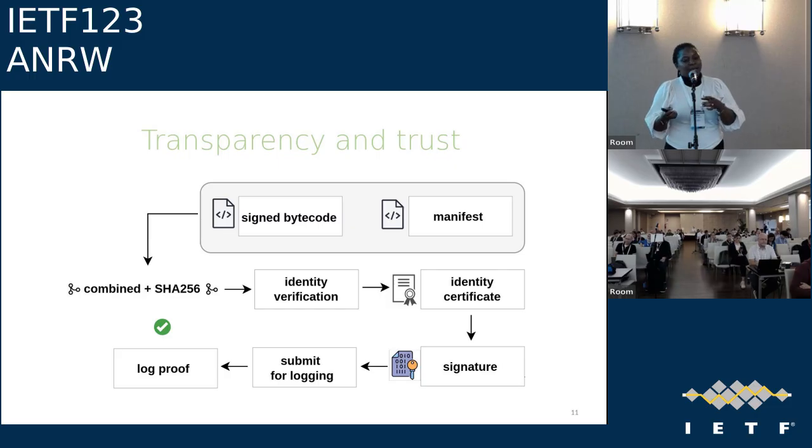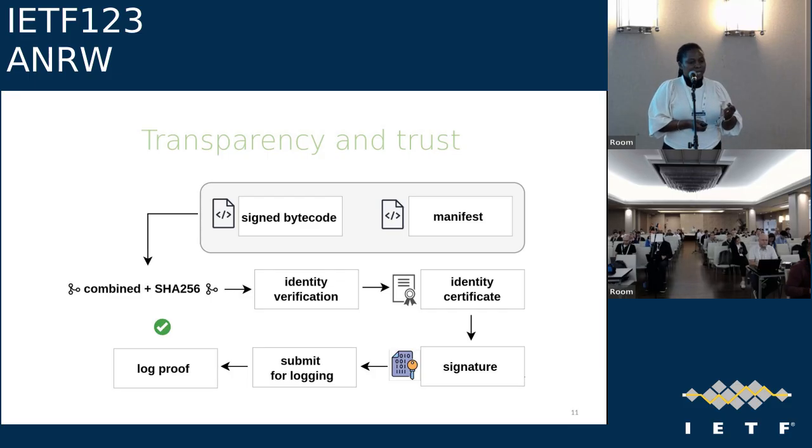So this is sent to an identity provider, maybe a certificate authority. So when this is on, the certificate is issued. So when the certificate is issued, the code can now be sent together with the packaging to the transparency log.